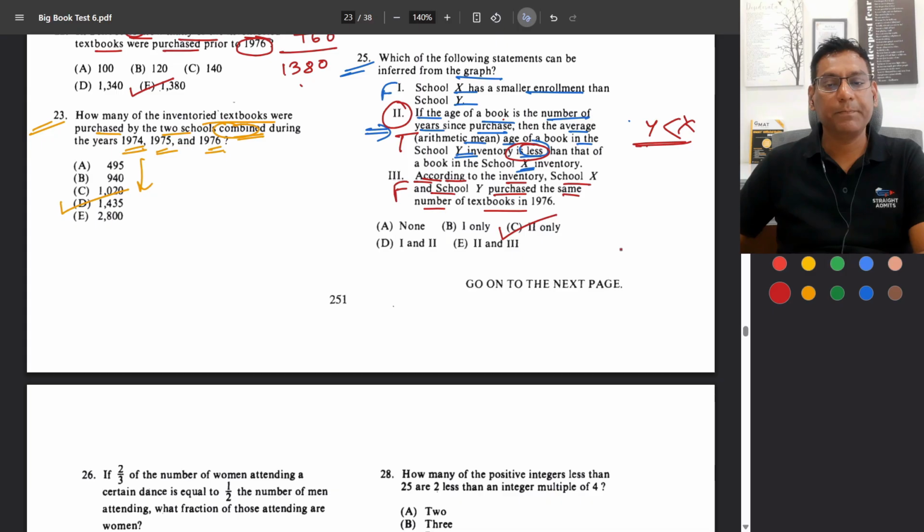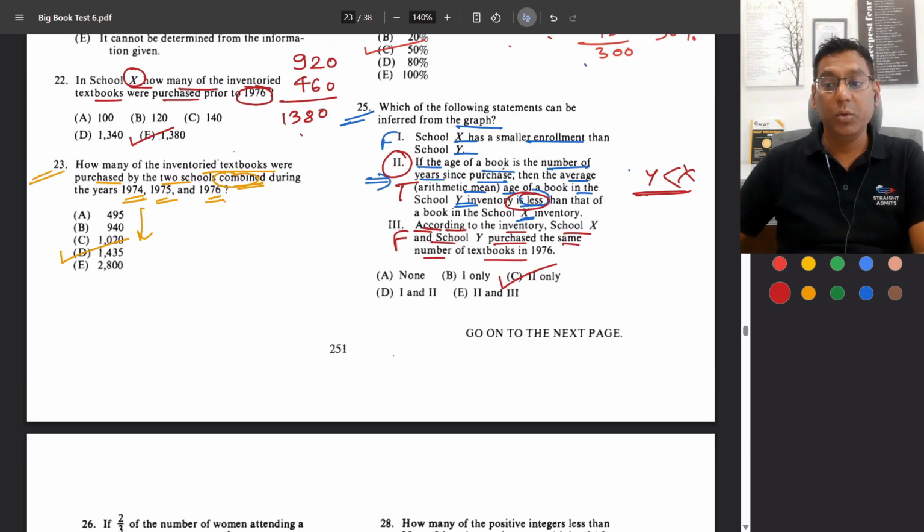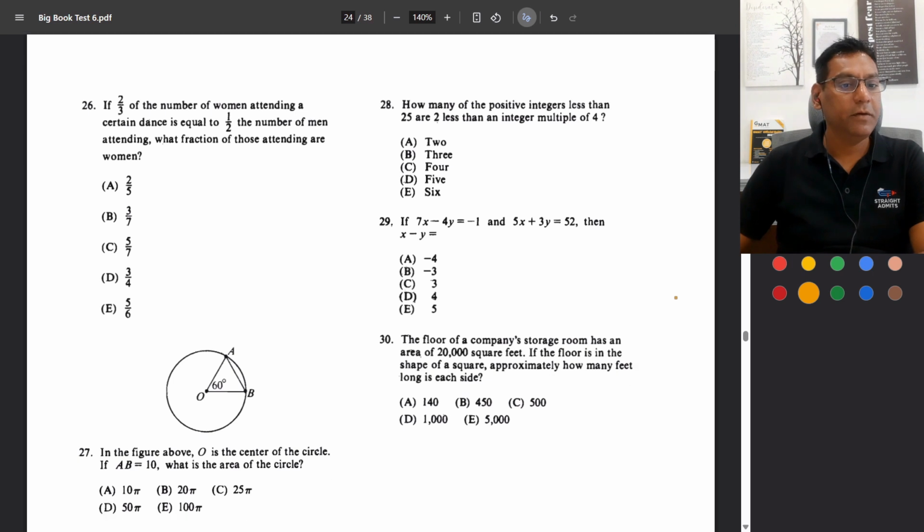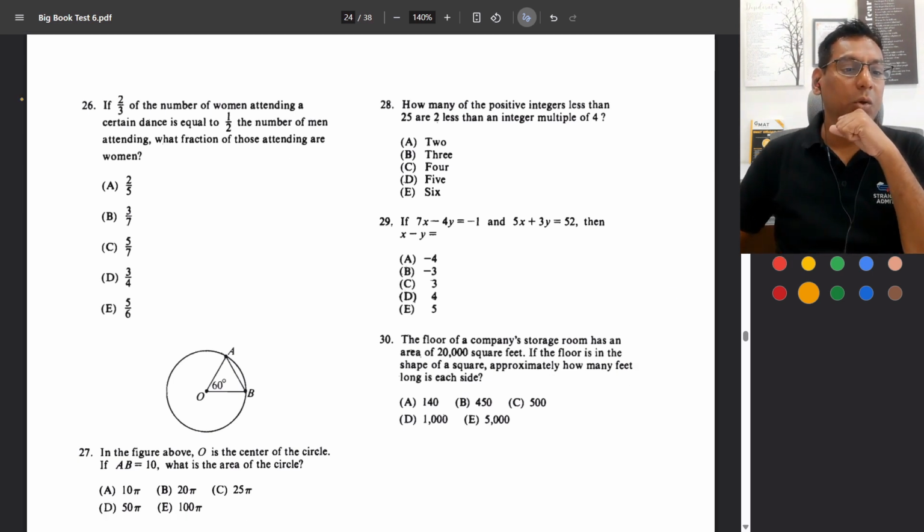Answer choice C. Okay, overall this was quite some graph. I like this. Okay, question 26.